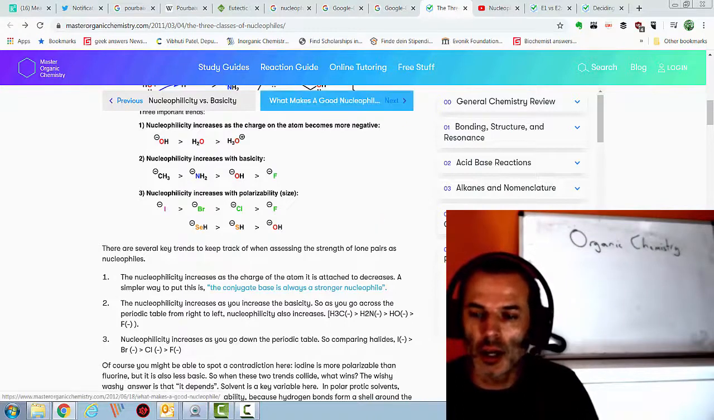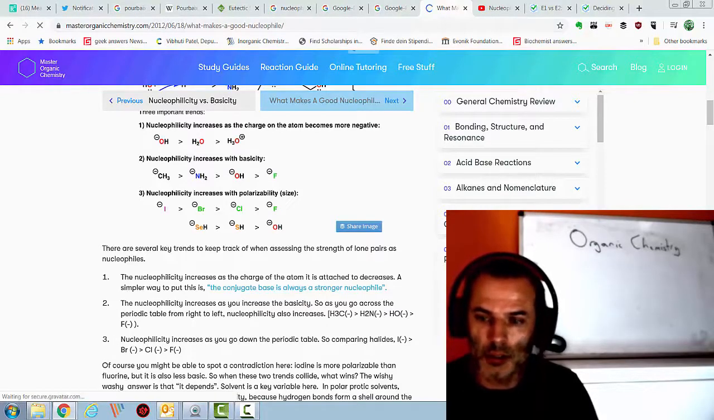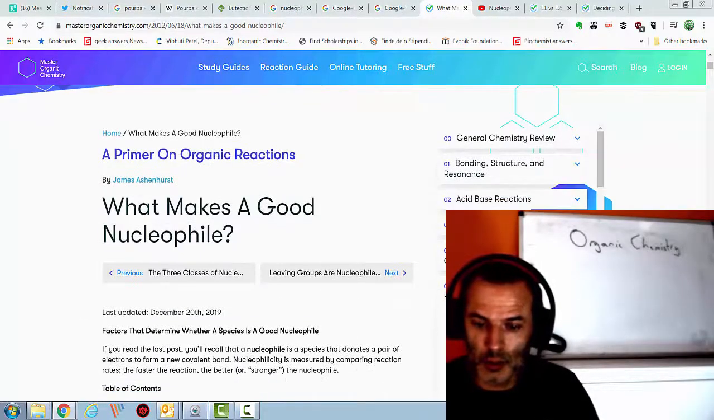Let's have a look at the next page as well. So I suggest you have a look at all of these pages. Let's have a look at the next page. What makes a good nucleophile?